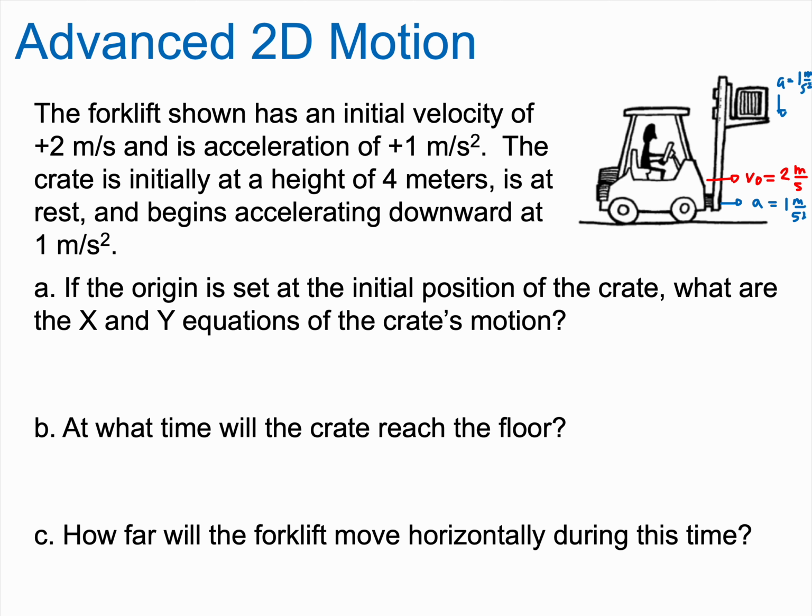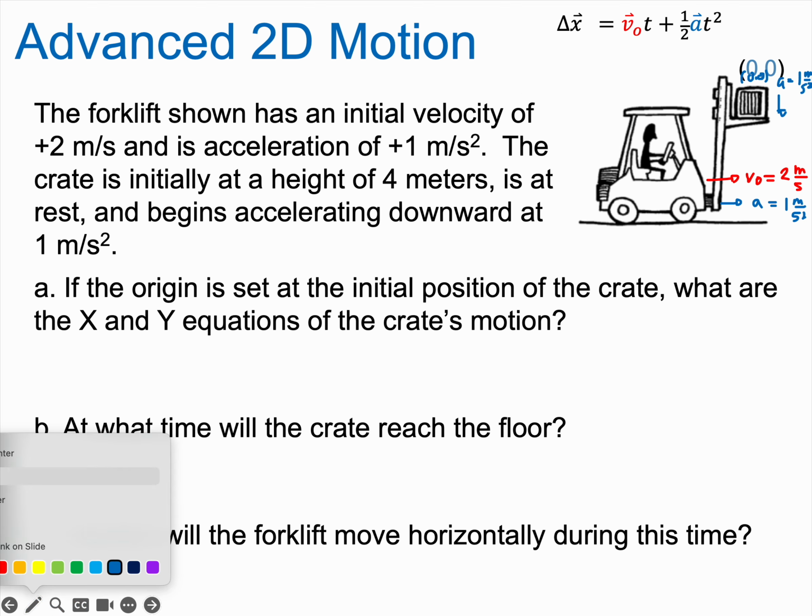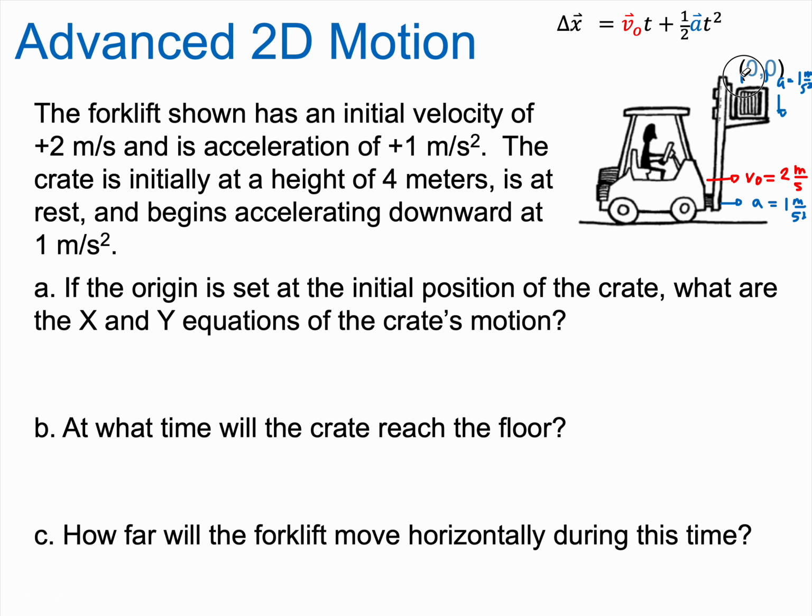And so the question, first of all, if the origin is set at the initial position of the crate, think about this as our projectile, what are the x and y equations for our crate's motion? Well, in this case, it's accelerating in both directions, and we're trying to figure out displacement. So we're going to use this equation that's up here on top. Up to this point, we've always had the horizontal as having no acceleration, but in this case, we're also accelerating horizontally. So what is it going to look like?